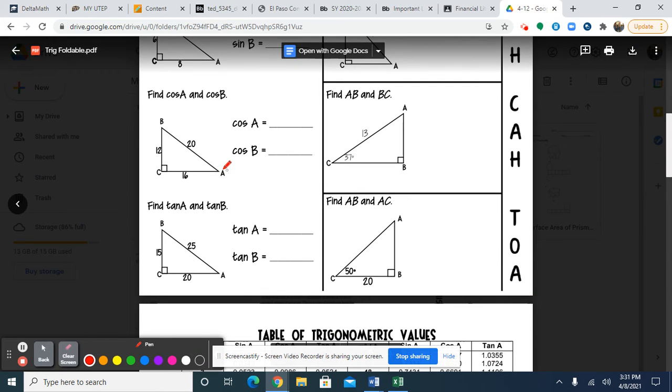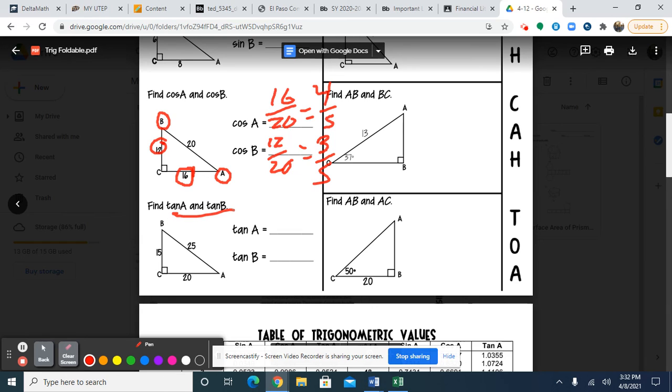So let's look at the other part. Cosine of A. Now cosine of A is the adjacent side over the hypotenuse. The adjacent is the side that is next to the angle that is not the hypotenuse. So we would say that 16 is the adjacent side to A. So 16 over the hypotenuse, 20. And of course, we want to simplify if we can, which we can, to 4 over 5. And then if we're talking about angle B, the adjacent side is 12, so 12 over 20, which simplifies to 3 over 5.